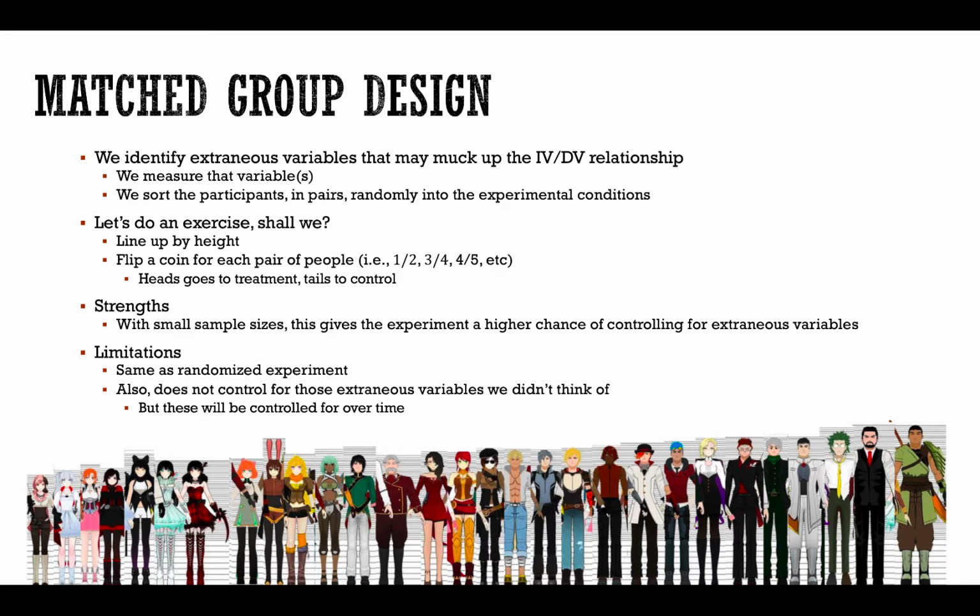Also, it does not control for those extraneous variables we did not think of. For example, we might decide to control for intelligence, and we may not have considered that empathy is another thing that might muck up the IV and DV relationship. We can only control for those things that we actually think of and actually match people on. The idea with matched groups is you use random assignment once you control for those things, and on average, those other extraneous variables will be controlled for over time. So if you do multiple replications, eventually it's all going to balance out.